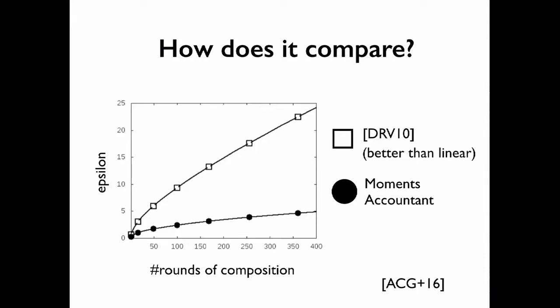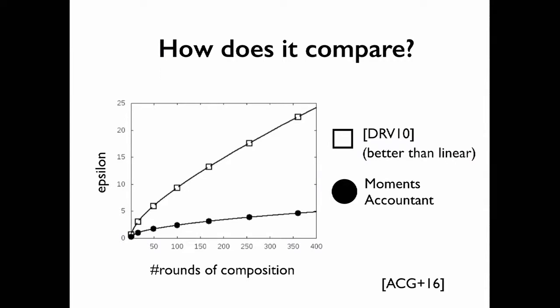And what we are comparing is the epsilon we get after starting with a certain Gaussian mechanism and then composing for a certain number of rounds. Okay? And the black circle is the moments accountant. This is the method I just told you about.